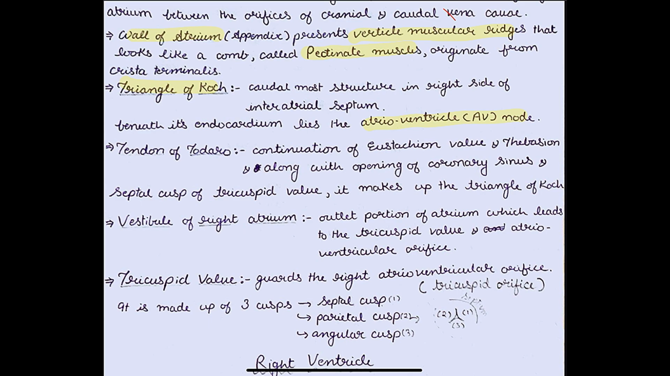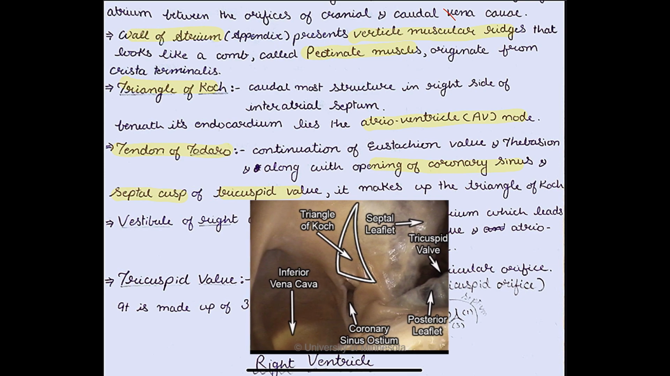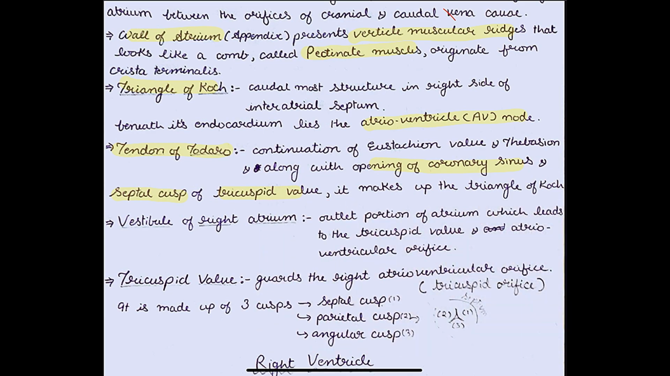Why is it called a triangle? It does not really look like a triangle, but it is surrounded by three structures: the tendon of Todaro, the septal cusp of the tricuspid valve, and the opening of the coronary sinus. These three structures together form a somewhat triangular shaped area called the triangle of Koch. And what is the tendon of Todaro? It is just a continuation of the Eustachian valve and Thebesian valve.